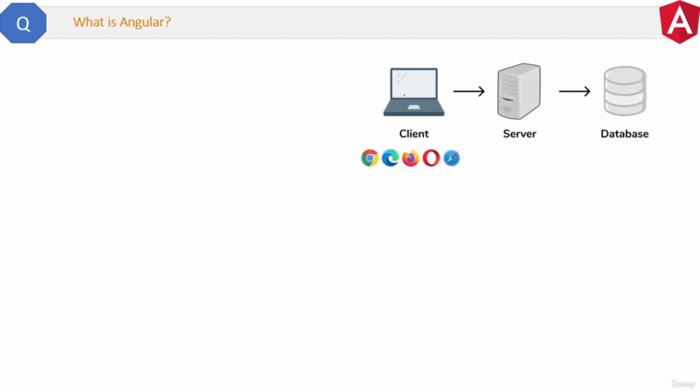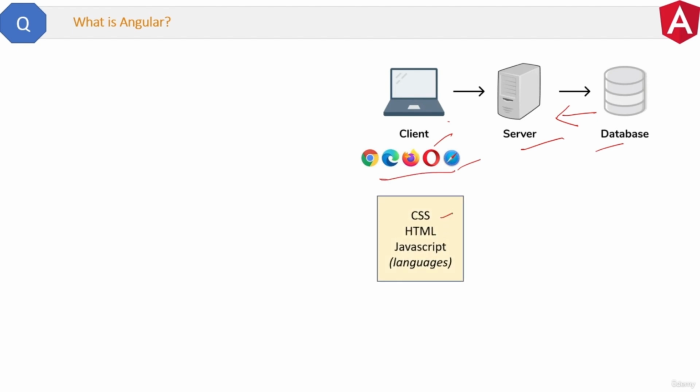See, this is the way a web application works. Client with the help of browser will send the request to server and then server will get the data from the database and respond back. Now your browser understands three languages: CSS, HTML and JavaScript. Server languages are C Sharp, Java, PHP and many more.